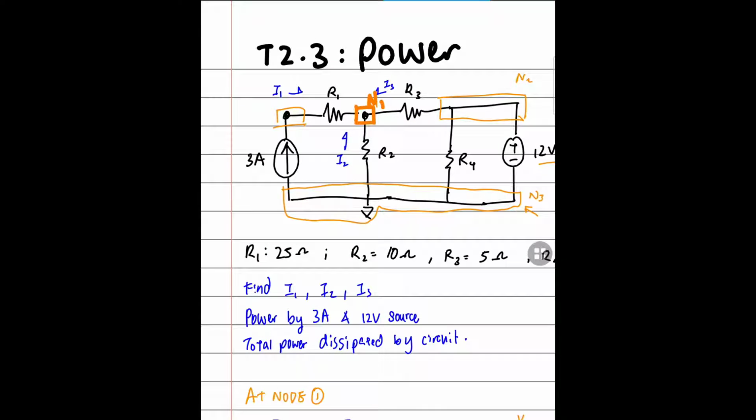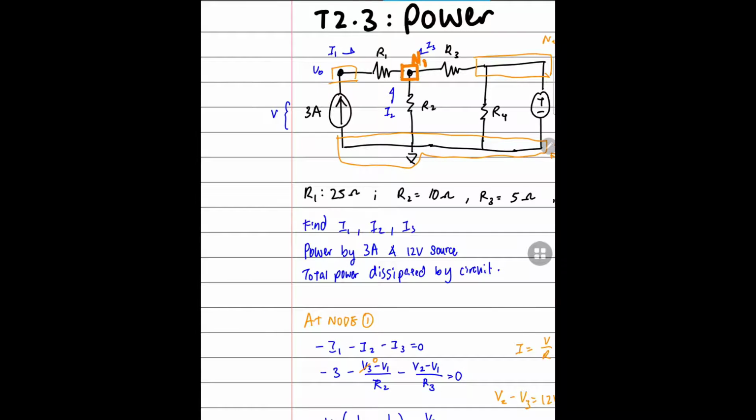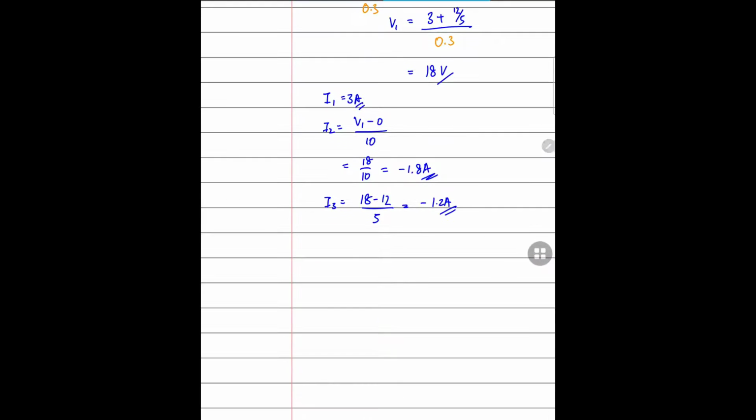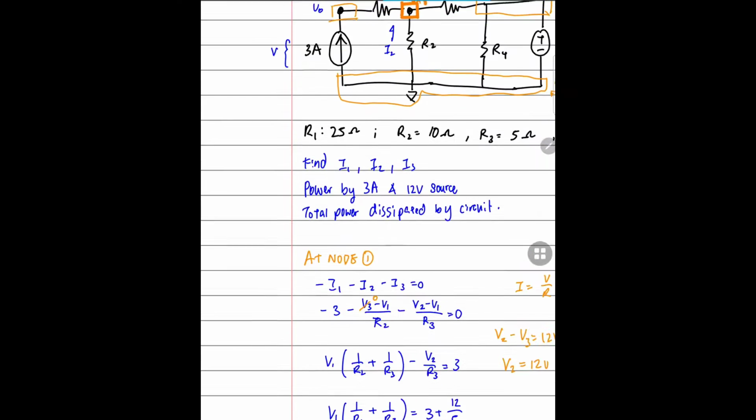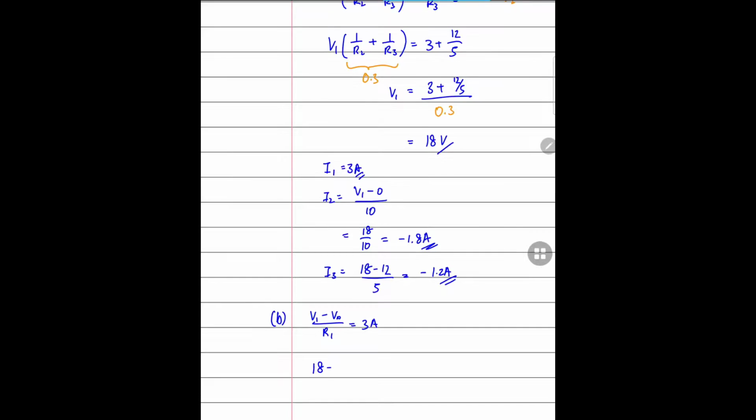But let me change that right now, so we get consistency in the answer. For the next part of the question, we proceed to find the power produced by the 3 amp and the 12 volt source. To do that, we need to find the voltage across the 3 amp current source. We take the voltage multiplied by the current, which is 3 amps, and we find the power supplied by the 3 amp current source. So we'll do that right now.